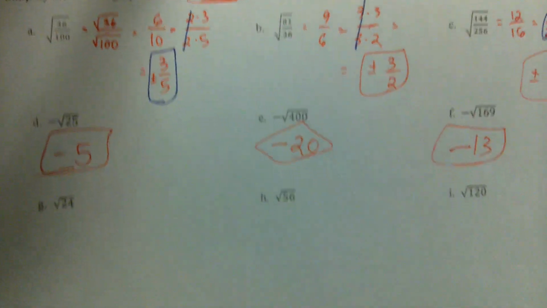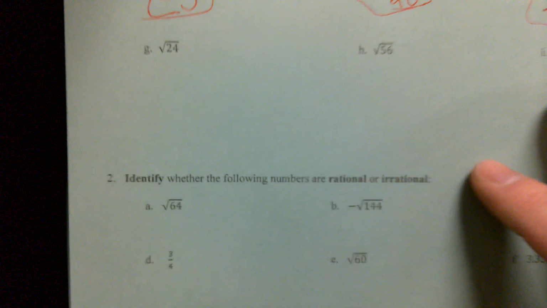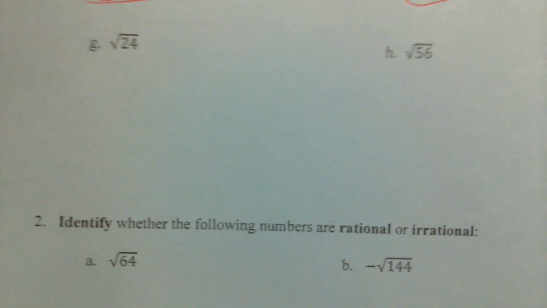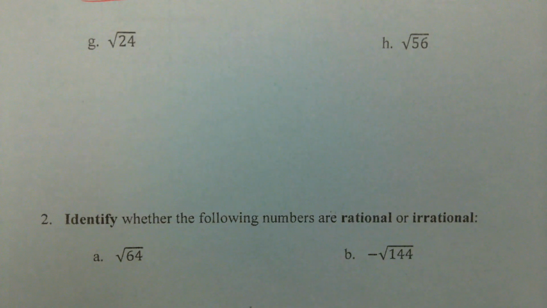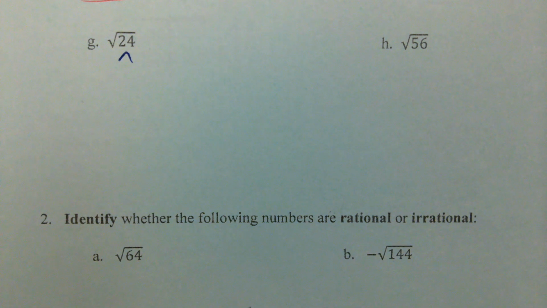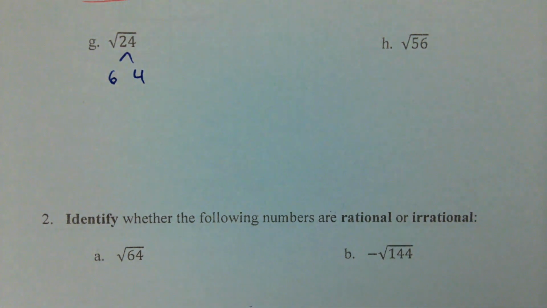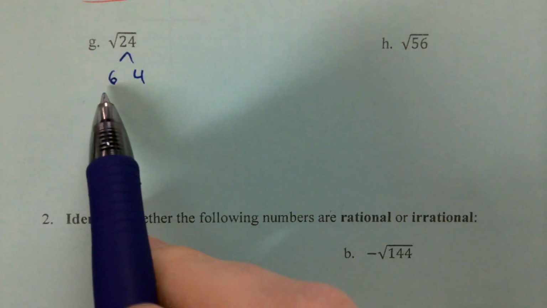Let's jump down to letter G, not number G, letter G. Is 24 a perfect square? No. So what do we have to create here? A factor tree. So we just branch out from 24. 6 and 4 works for me. You could do 2 and 12. You could do 8 and 3. It does not matter. How can I split up 6? 3 and 2. How can I split up 4? 2 and 2.